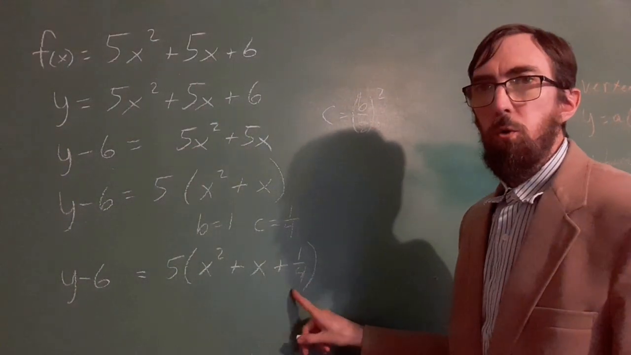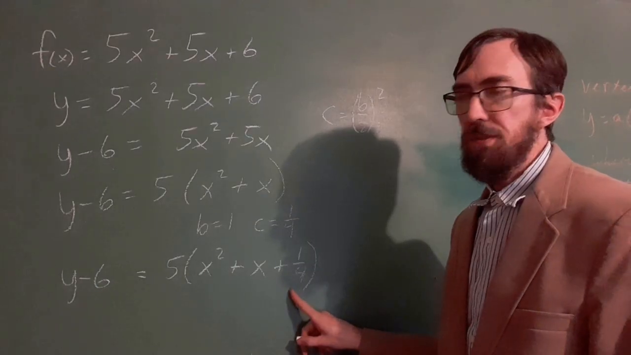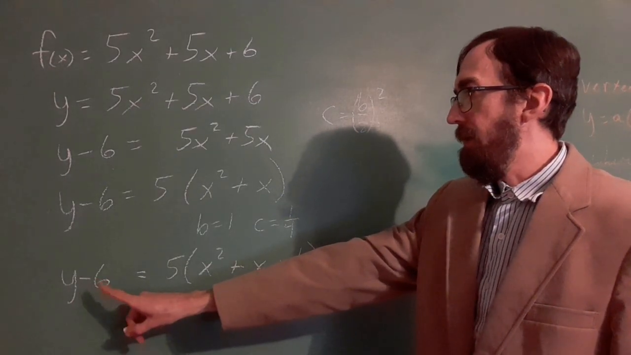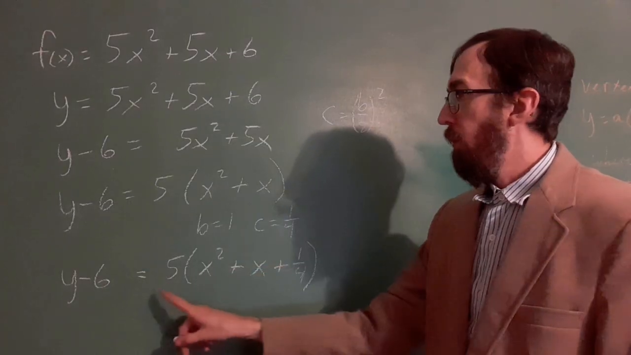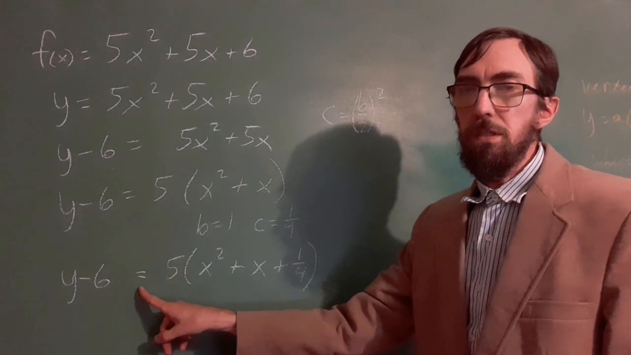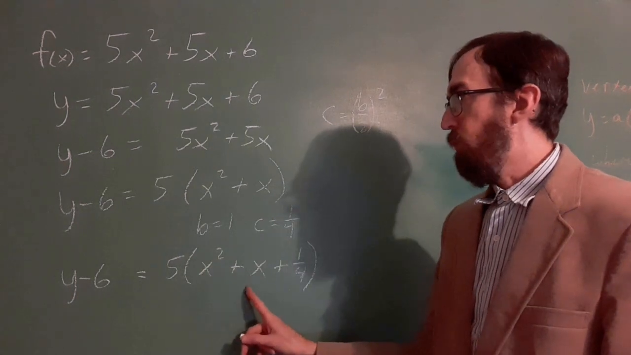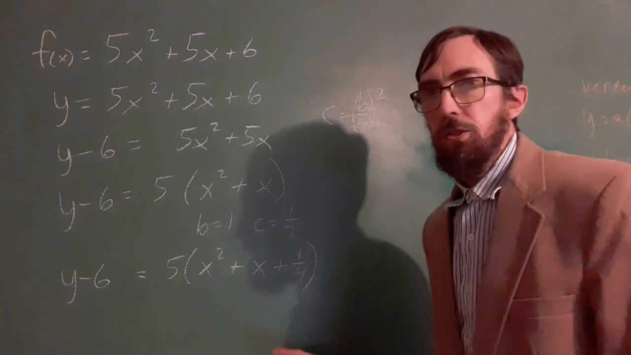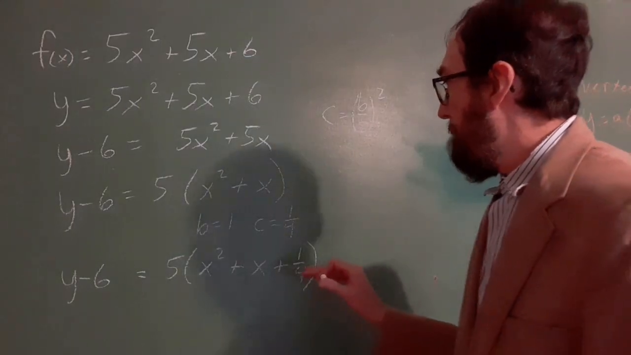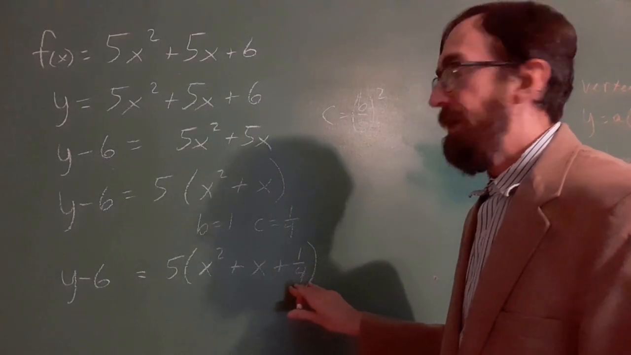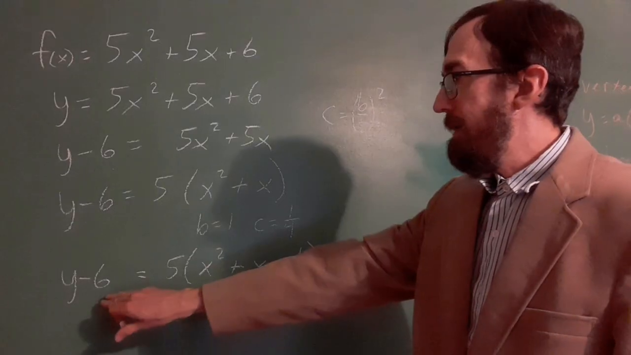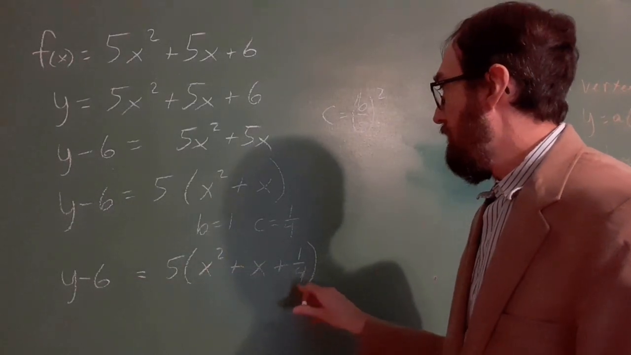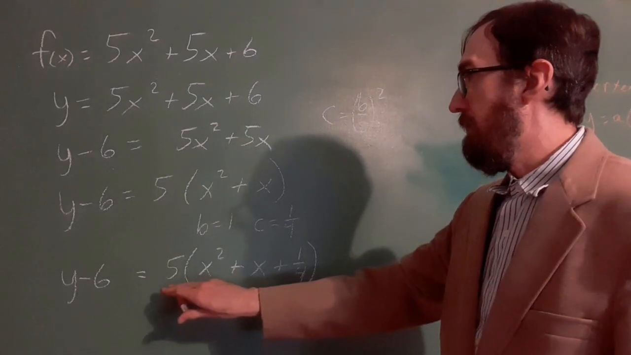If I add a quarter inside the parentheses here, I need to add something on the left-hand side of my equation, or I can no longer call this equal because I've adjusted one side and not the other. This is a catch for some people. I've added a quarter in the parentheses, but what I add to the other side is actually not a quarter.